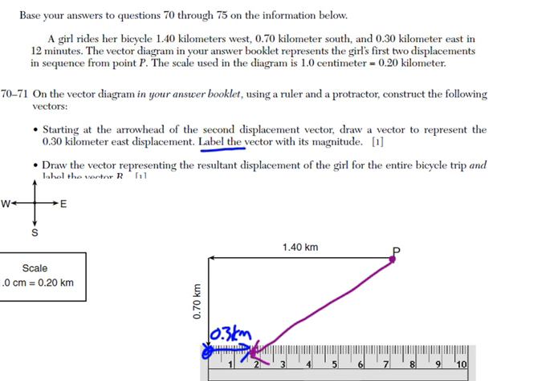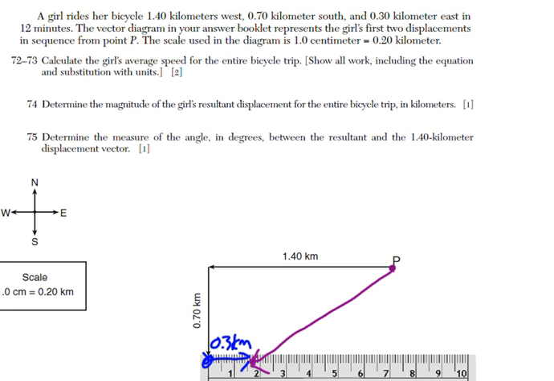All right, now let's move on to number 72. For number 72 to 73, calculate the girl's average speed for the entire bicycle trip. Now remember, speed is going to be total distance over time. So the distance of the whole path, that's 1.4 kilometers plus 0.7 kilometers plus 0.3 kilometers. So I have 1.4 plus 0.7 plus 0.3. The distance is going to be 2.4 kilometers or 2,400 meters.